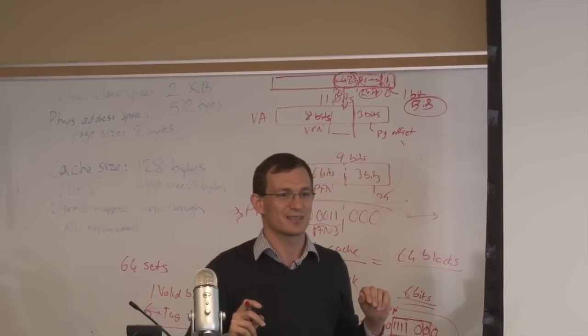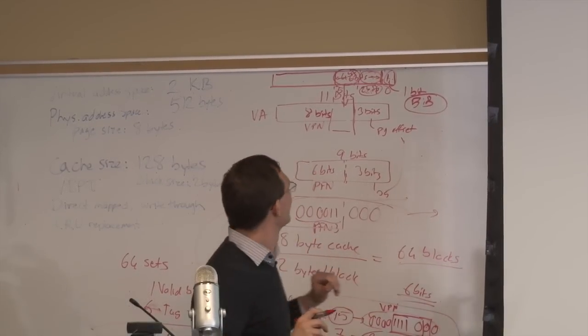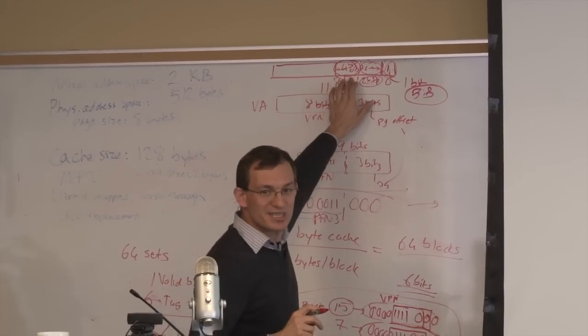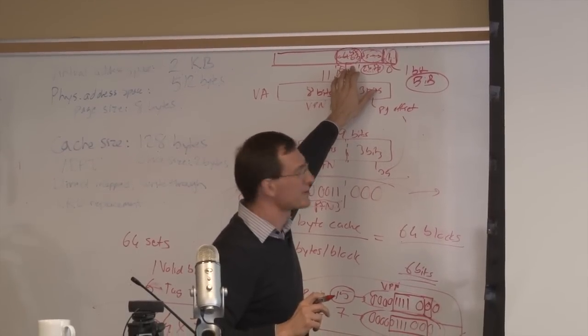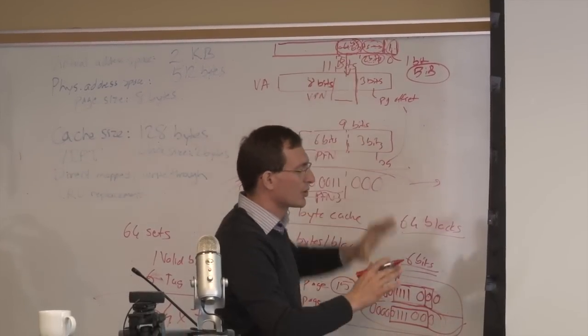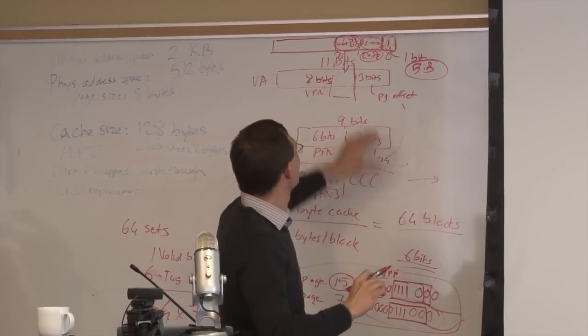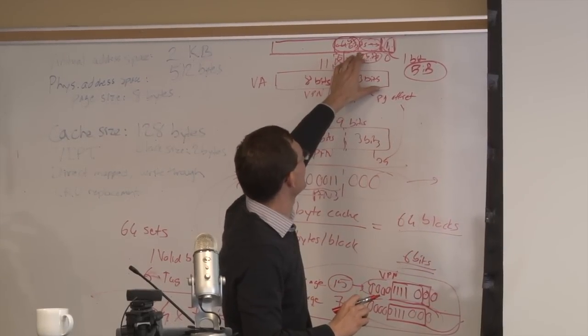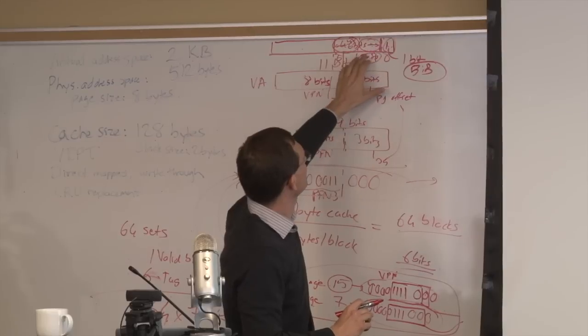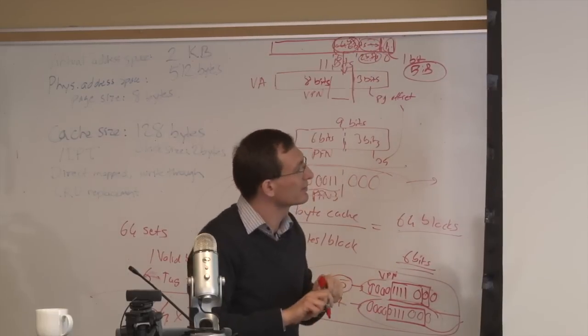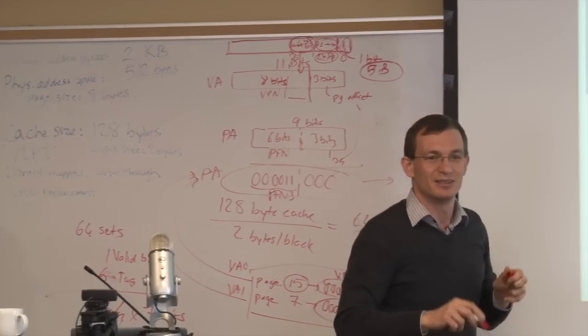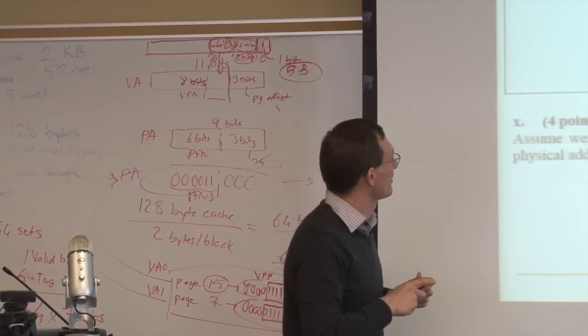Does that make sense? That way you get rid of all of those 4 bits. Because you're turning a direct map cache into a set associative cache such that the number of indices never comes from the virtual page number. OK. If you have questions, you should really go and solve this problem.